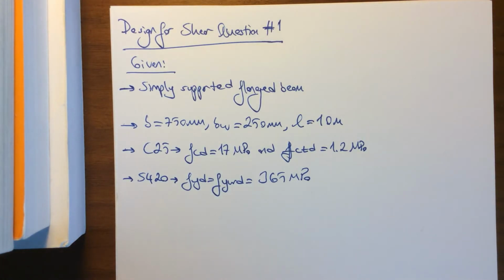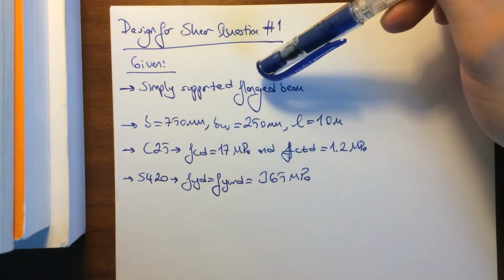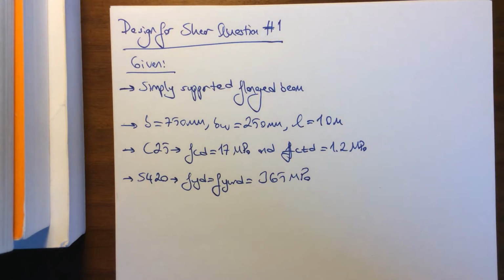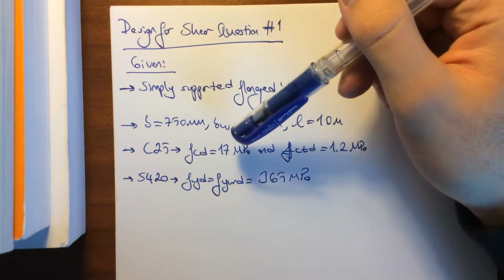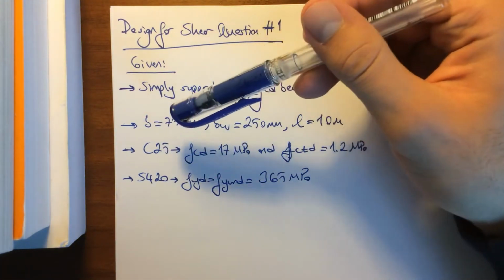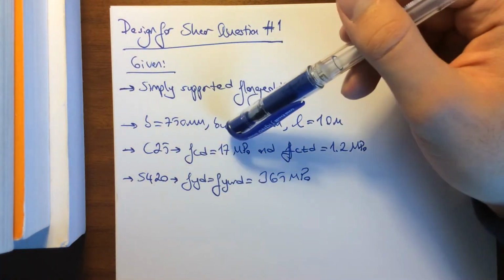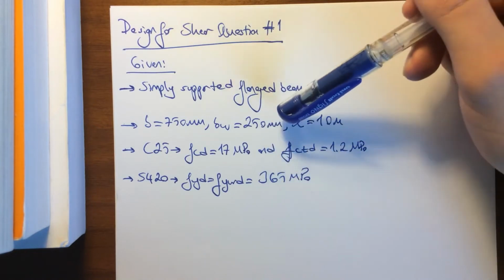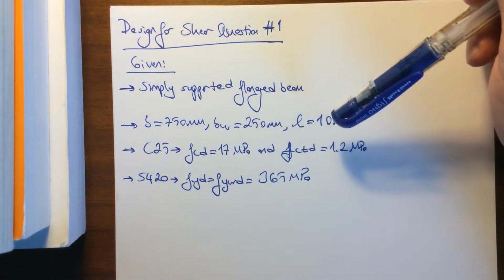And in the first question, let's go over briefly what is given to us and what is required to find in the problem. So the given problem is a simply supported flanged beam. The base width on the larger side is 750 millimeters. The width on the smaller side is 250 millimeters. The length is 10 meters.